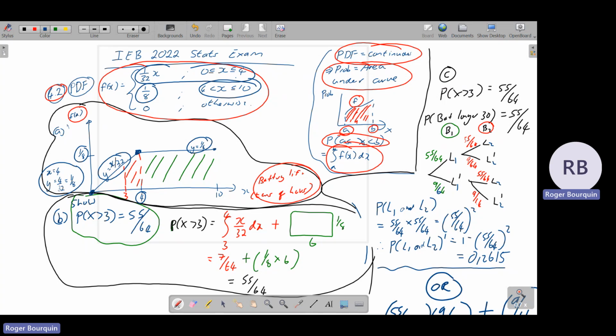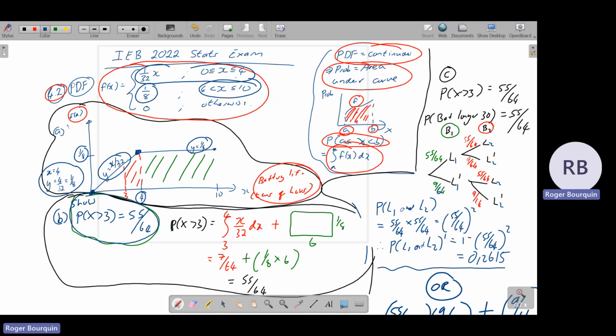So that's question A, full marks. Have your 4, 10, battery life, and function value on the axes. That's not probability, that's your function value. Your probability is the area under the curve. So that's the end of question A.